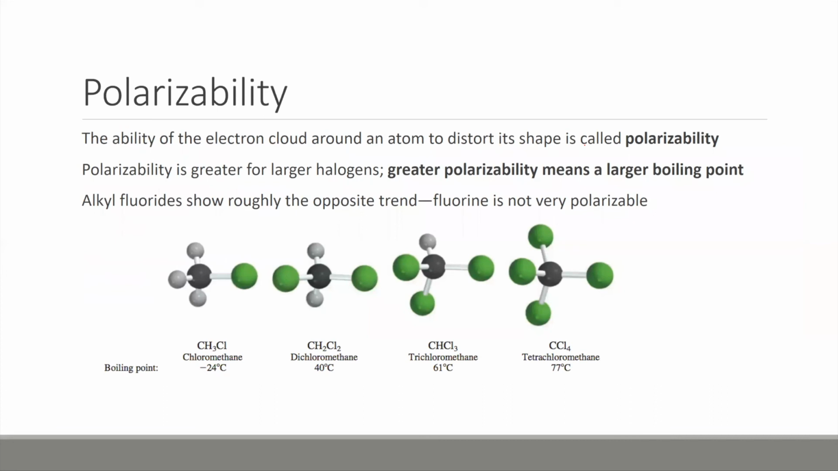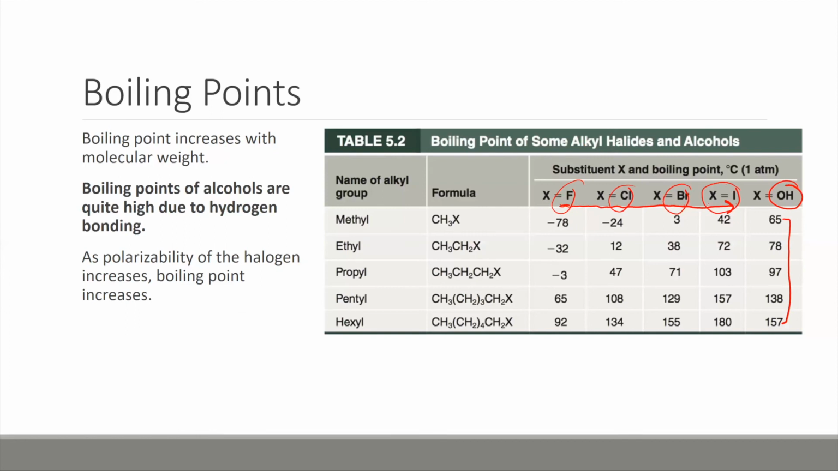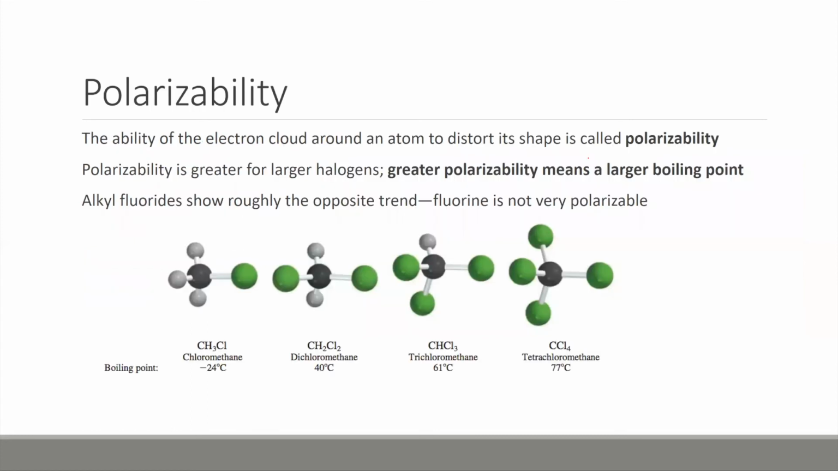Polarizability is the ability of the electron cloud around an atom to distort its shape. Generally, this occurs when you have larger halogens. Iodine is the largest of these halogens, and fluorine is the smallest. So the bigger you get, the more polarizability, and that means a larger boiling point. This is for the alkyl halides.